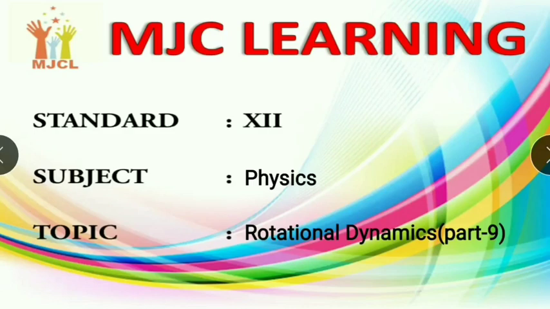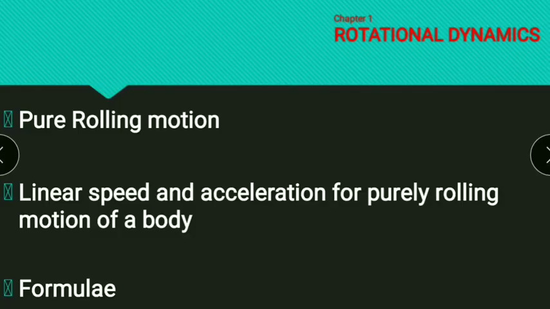This is the last part of the chapter Rotational Dynamics. In this part, we are going to study about pure rolling motion. Then we will derive an expression for linear speed and acceleration for purely rolling motion of a body. Then we will revise formulae.